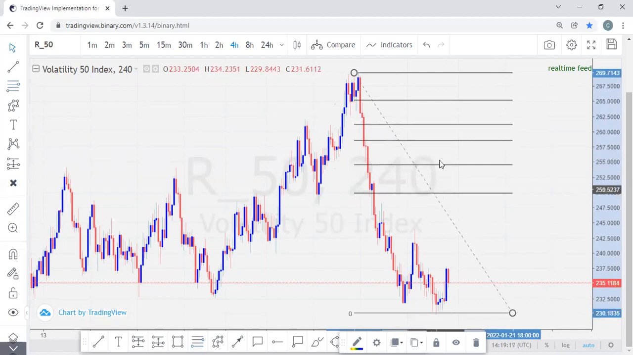I'm interested in anywhere around this region. From here is a good place to sell from. I'm not looking for it to go below here. I just want to take my sell from it because we have a break of structure. So the market has to come to give us our lower high, right? We want the market to come to give us what?